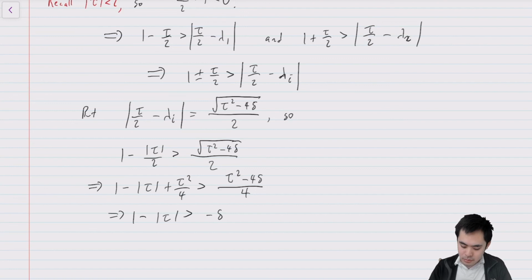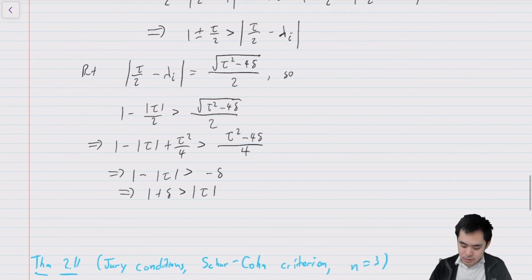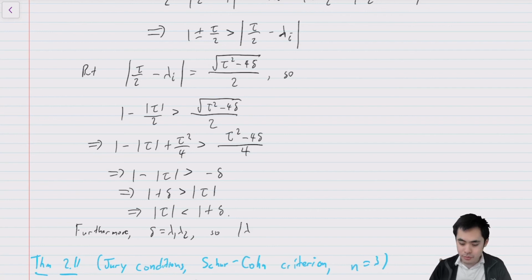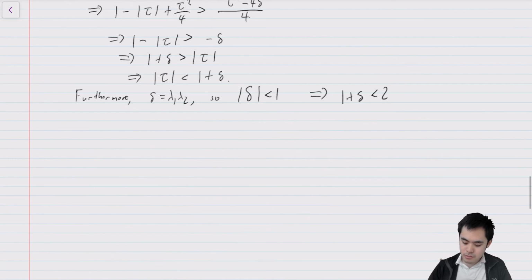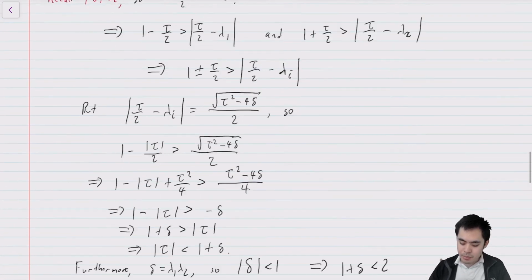And so that gives 1 + δ is greater than the absolute value of τ, which, if you flip that, is just the absolute value of τ is less than 1 + δ. Furthermore, we also have that δ is equal to λ1 λ2. So that means that the absolute value of δ is less than 1, which implies that 1 + δ is less than 2. Okay, so that proves the condition.